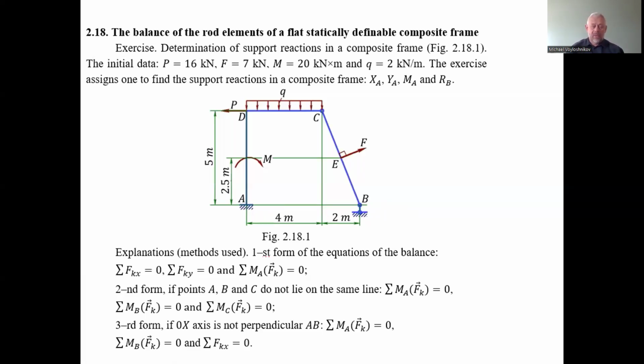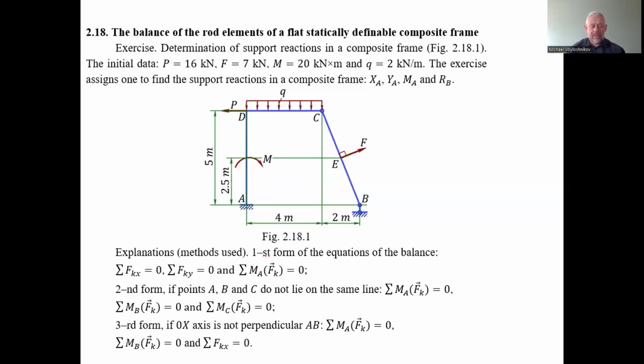One of two issues of the statics. I just want to remind that the issues are finding the support reactions of the mechanical systems and finding the efforts in the elements of the mechanical systems, as well as drawing up the balance equations.